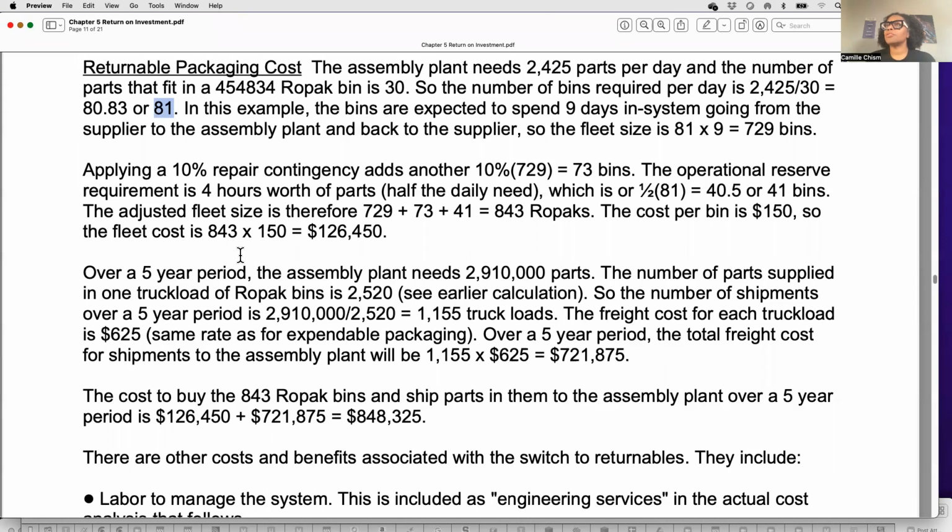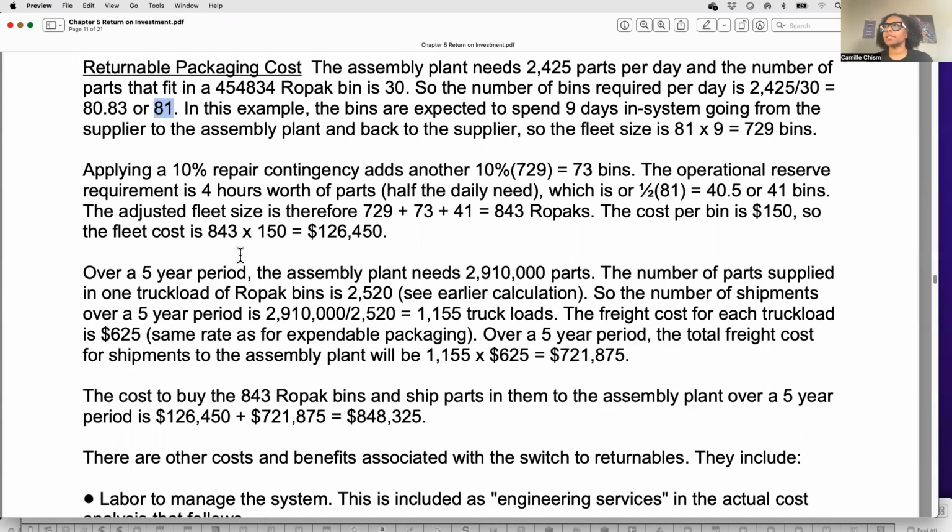So then that brings you to taking all that again. So you've got the 729 plus the 73 plus the 41 to get 843. That is the fleet size that has been calculated that they need. So now you can look at, okay, this tells me how many bins I need to buy for my 9-day cycle for this particular part, based on contingencies, based on operational reserves, everything that they need.